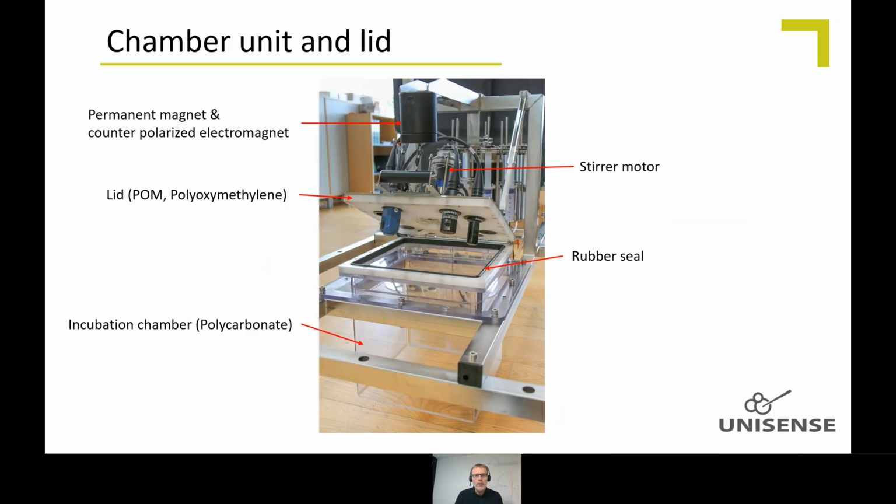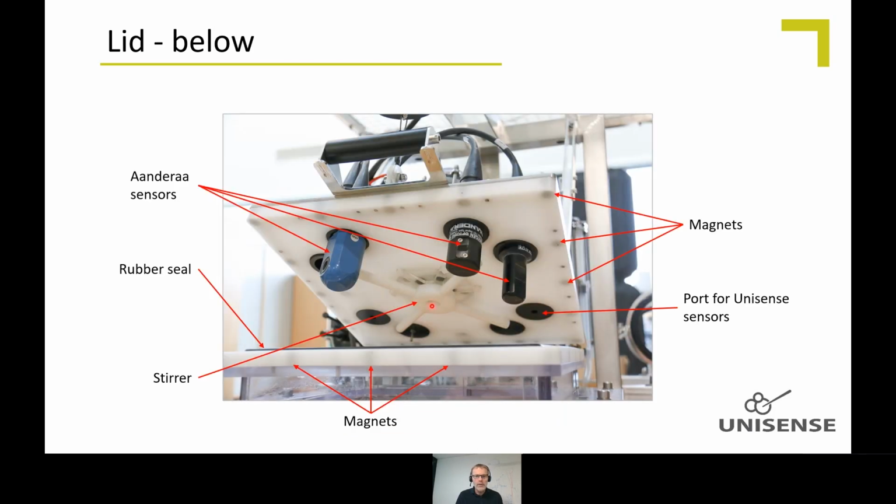Also, I should have shown that there's a motor here that can rotate the stirrer that sits under the lid. You can see it more clearly here, this cross made of POM. You can vary the rotation speed as you want, and direction as well. Here are a number of Underrow sensors placed in the lid. This is a conductivity, oxygen, and a turbidity sensor, I think. And there are a number of holes where you can place Unisense sensors. And the dark shadows here in the white lid, those are magnets, and on the rim here there are also magnets. So when you close the lid, these magnets really close the lid very well, so it's watertight.